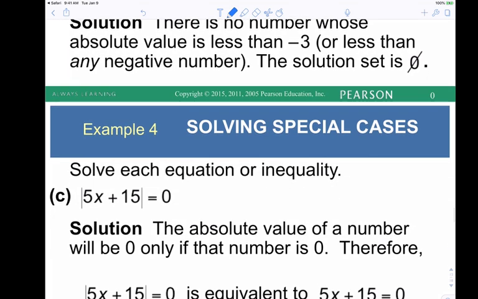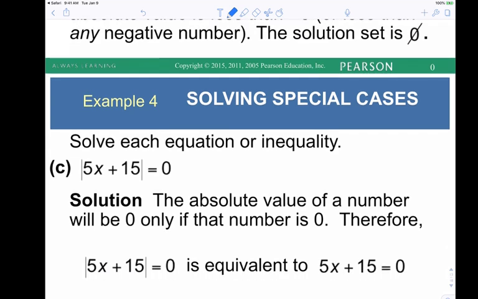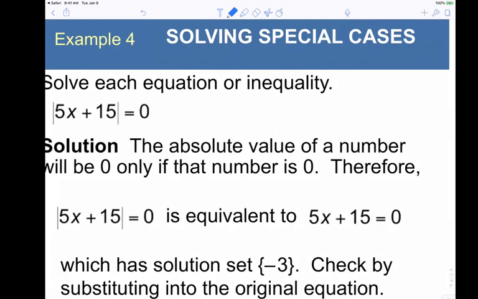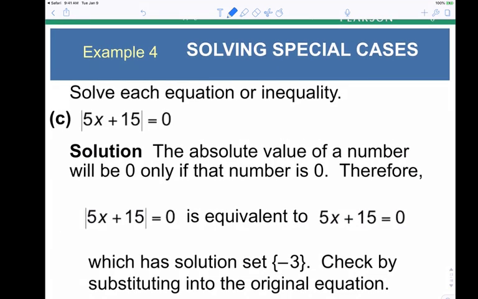The absolute value of a number will only be 0 if that number is 0. So that means the expression inside the absolute value has to be 0 in this case. So the original is actually the same as this right here. You solve that, and there's only going to be one solution, which is negative 3. If you didn't see that, you can work the original way, and you'll still arrive at the same conclusion.